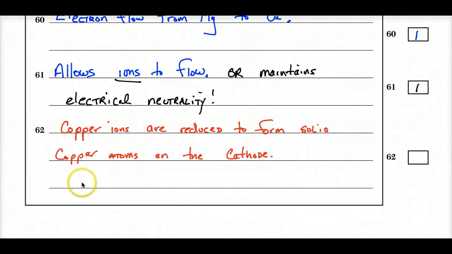So copper ions are reduced to form solid copper atoms on the cathode, and that would give you your point. Certainly there are many different ways to say that, but you had to say it in terms of what they wanted. You have to speak about the ions to the atoms. You should know copper atoms are solid, so plating was occurring, so ions became solid as they got reduced. There are many different ways to explain that, but as long as you had the same way of saying it in terms of ions to atoms and solidifying onto the cathode, all could be correct.